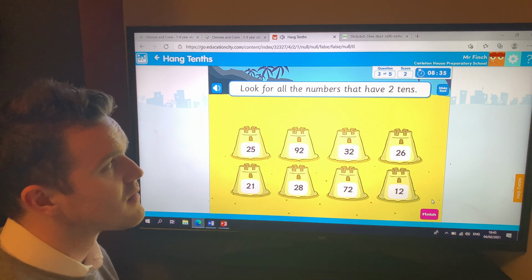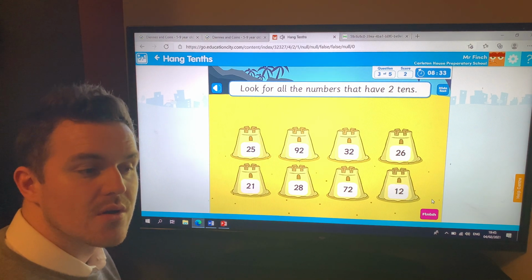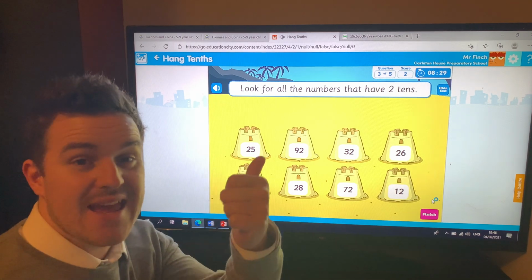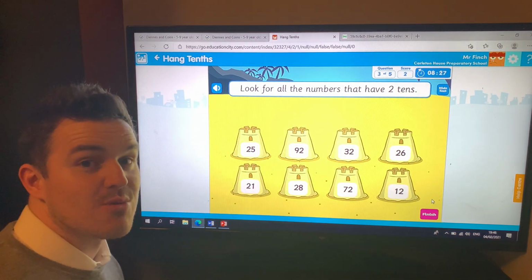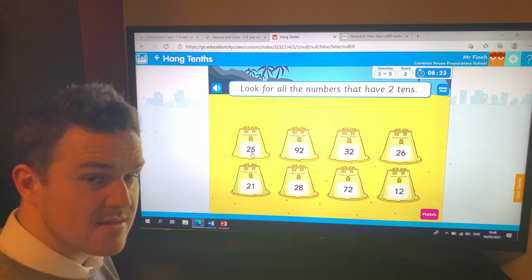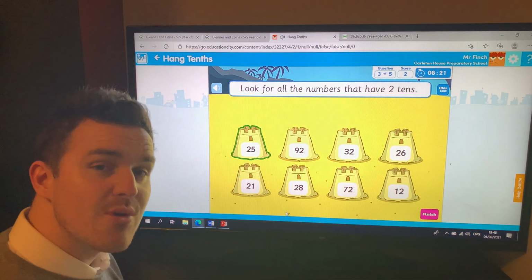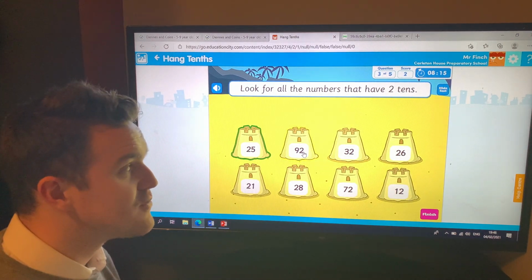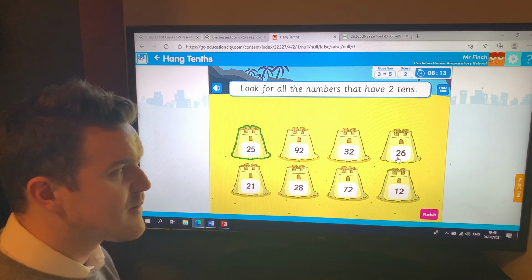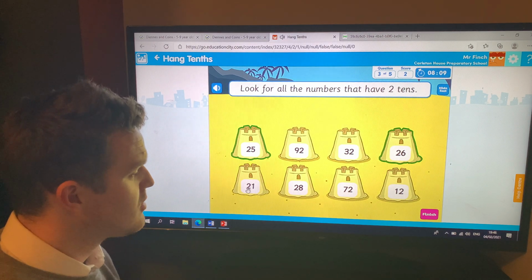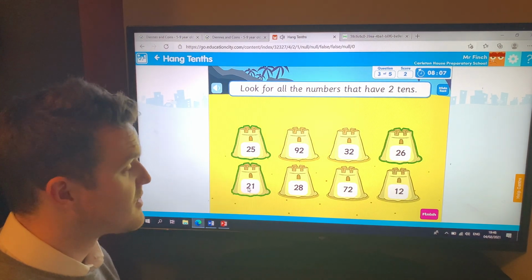I wonder what our next one is. Look for all the numbers that have 2 tens. So we're not looking at ones. Remember, 2 tens. 10, 20. We're looking for numbers with a 20 at the beginning. 20. Oh, 25. That has 2 tens. Is there any other 20 numbers? Is that 29? No, that's not 29, is it? That's 92. We need to be very careful. 26, there's another 20 number. 21. And 28.